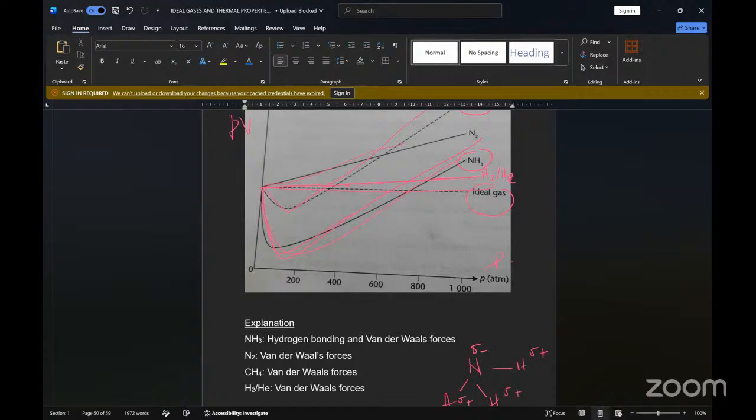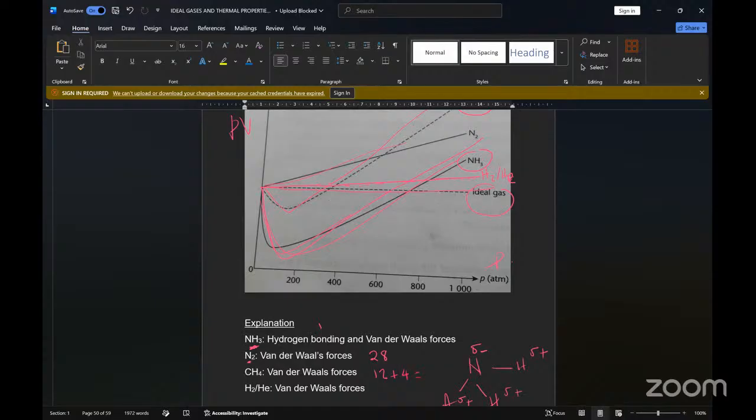Now, every molecule has what we call van der Waals forces, as we call it in my country. So in addition to hydrogen bond, you have that. That's why ammonia is the one that deviates most. Then we have nitrogen. Nitrogen has only van der Waals forces. And the molar mass of nitrogen is 14 times 2, that's 28. For methane, carbon is 12, plus hydrogen is 1, times 4.